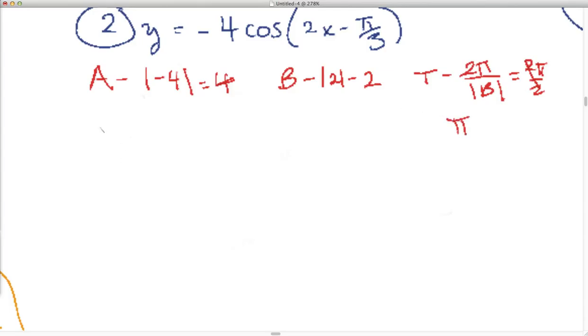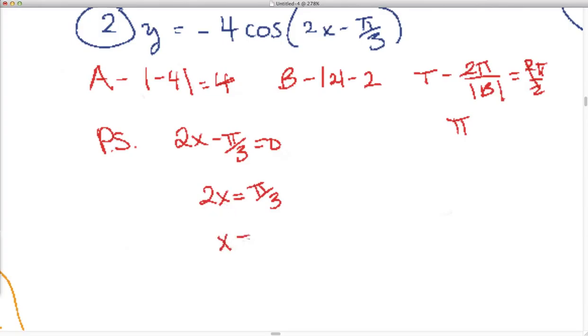Alright, the phase shift: just set your argument of cosine equal to 0. Add pi over 3 to both sides. Divide both sides by 2. And there's your phase shift.